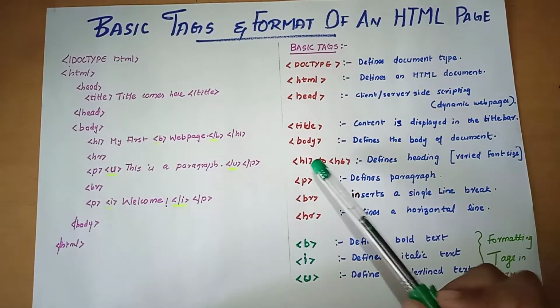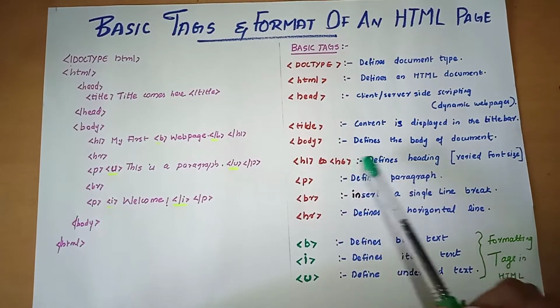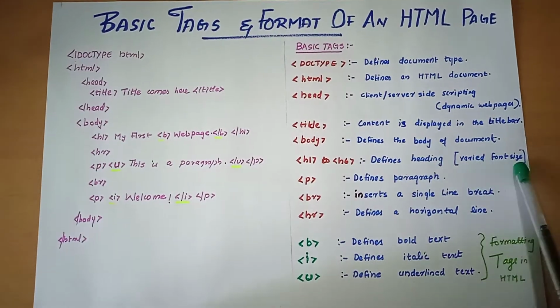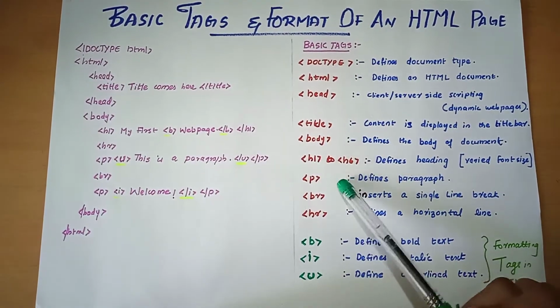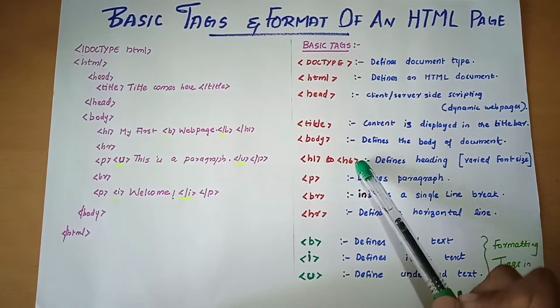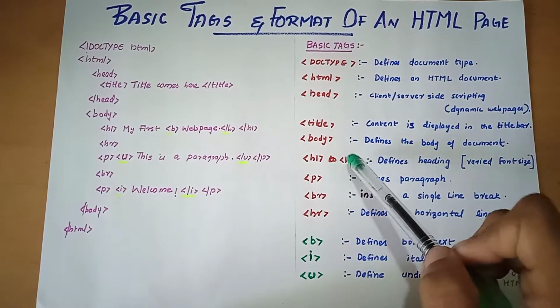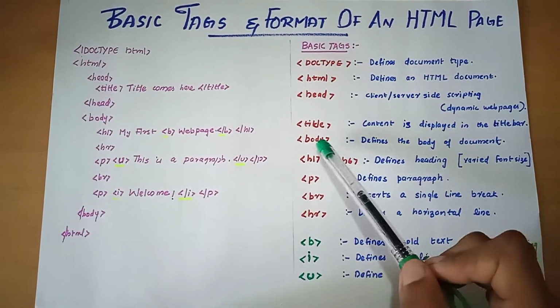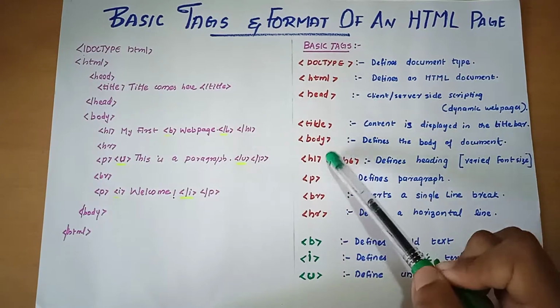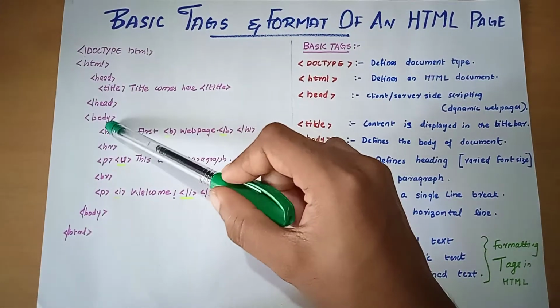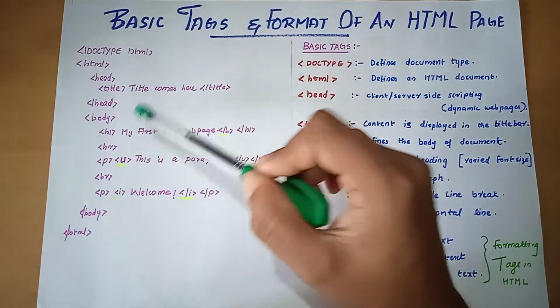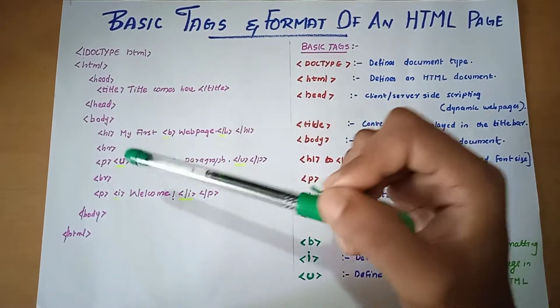H1 to H6 defines the heading of varied font sizes. The largest one is H1 and it will be decreasing, with the least size given by this H6 tag. While coding, you can change these heading tags with the available different tags from H1 to H6 and find the difference out of each of these.